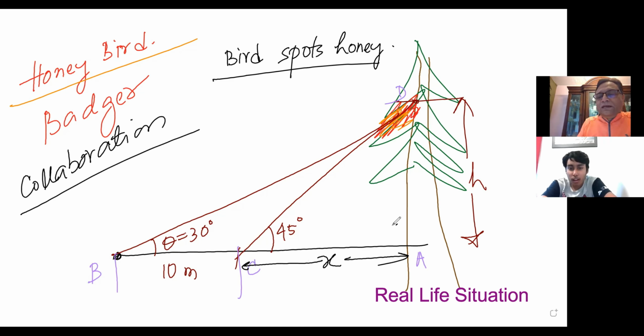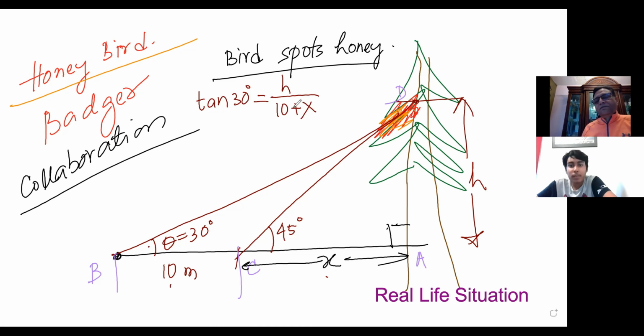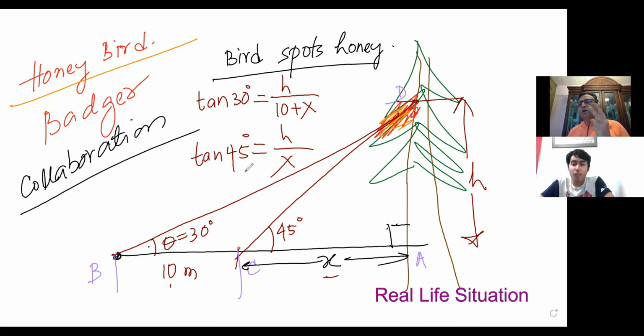Now you see we have two right angle triangles. One is DCA, the other one is DBA. This is a question which you need to solve and submit. In one right angle triangle, tan of theta, which is 30 degrees, is equal to the height, the opposite side, divided by the distance 10 plus x, correct? The other angle is 45 degrees, so tan of 45 degrees is equal to height over the distance x. So you have two equations, two unknowns. You can solve this, right?